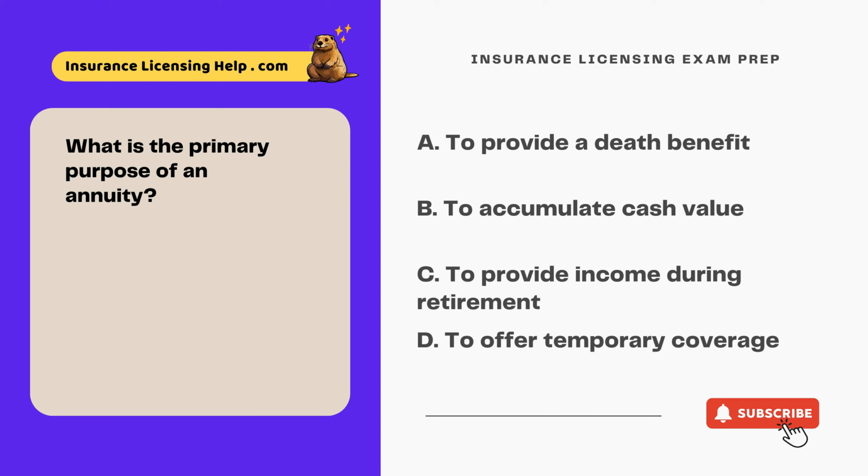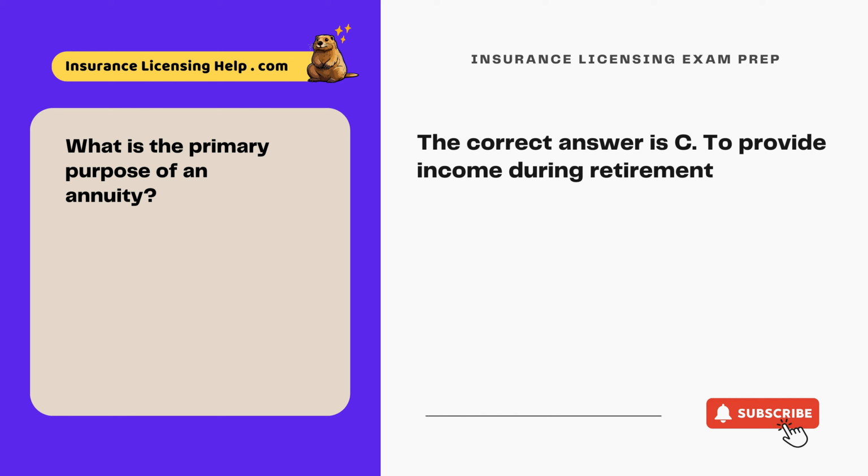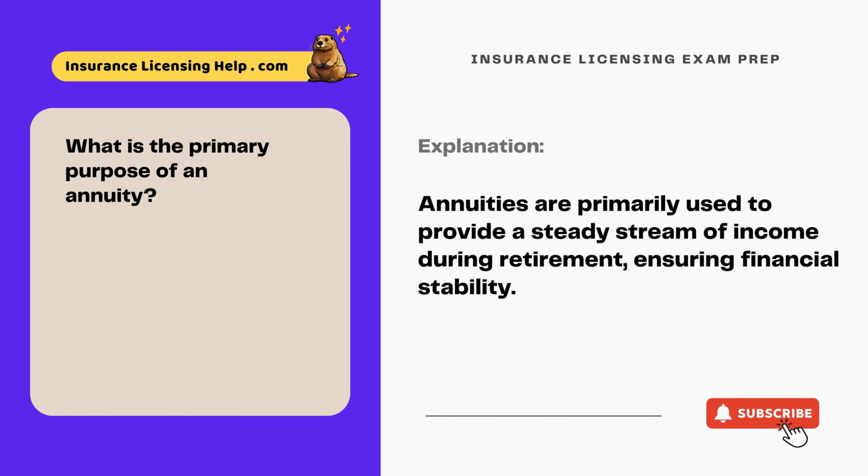D. To offer temporary coverage. The correct answer is C. To provide income during retirement. Annuities are primarily used to provide a steady stream of income during retirement, ensuring financial stability.